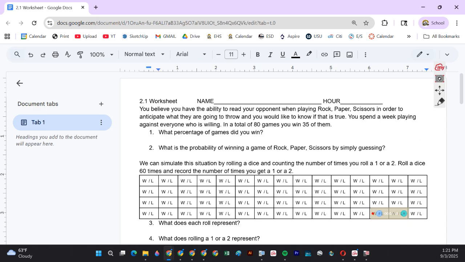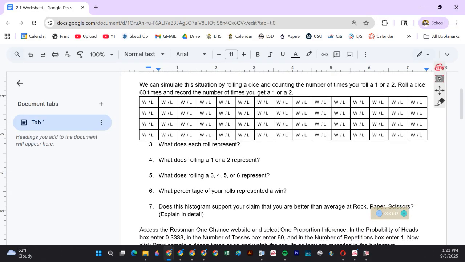Okay, so we need a histogram, and we're not going to actually draw the histogram. So how could we take a dice and simulate a 1/3 probability? We just count 2 of the sides. So I've chosen 1 and 2. So I have here 60 boxes. You need to roll the dice 60 times. Every time you get a 1 or a 2, you circle the W. And every time you don't get a 1 or a 2, then you circle the L. Okay? So I'll pause the video, give you guys some time to roll those.